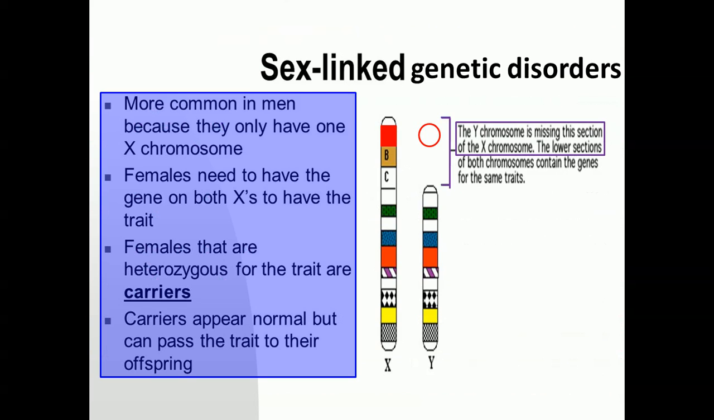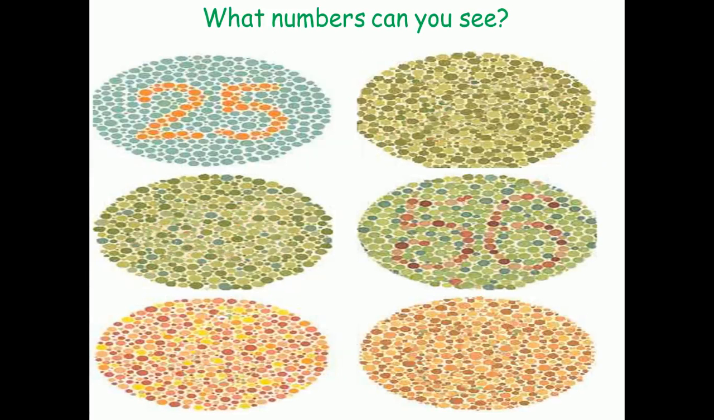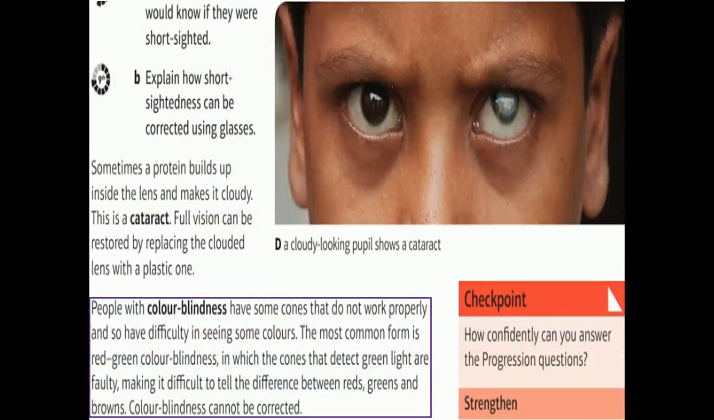So to summarize that, sex-linked genetic disorders are more common in male because they only have 1 X chromosome. Females need to have the gene on both X chromosomes to develop the disorder. If the female is heterozygous, that means that they are carrier, so they will appear normal, but they can pass on the faulty allele to their offspring. An example of a sex-linked genetic disorder is color blindness caused by cone receptor cells that don't work properly in the retina.